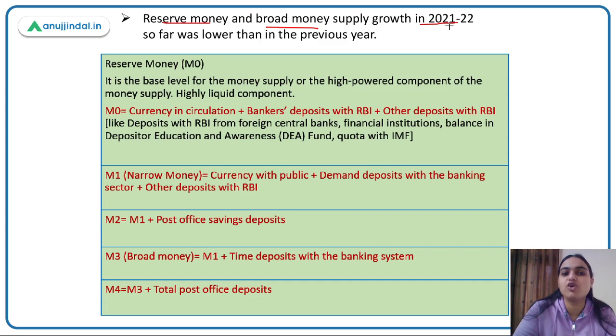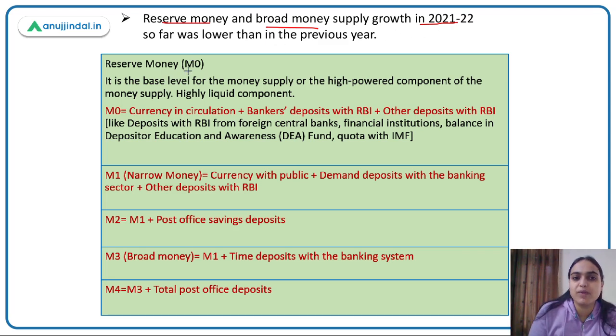See, M0, M1, M2, M3, M4, what are these? These are the measures of money supply. Isse hum measure kar sakte hain money supply kitna raha. So, there is a slight decline in the growth of the money supply as far as the reserve money and broad money supply are concerned.